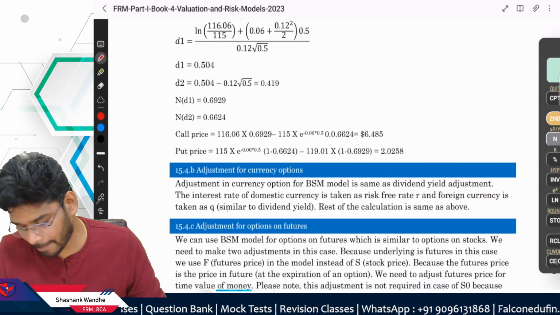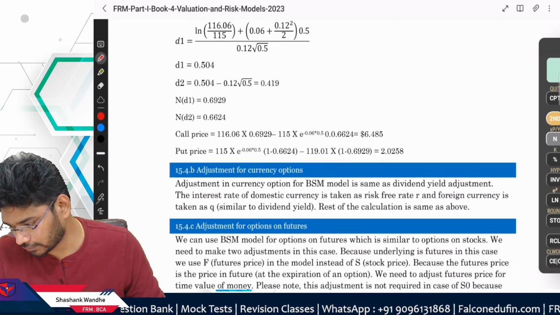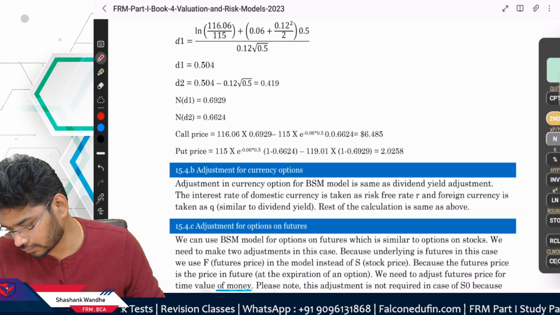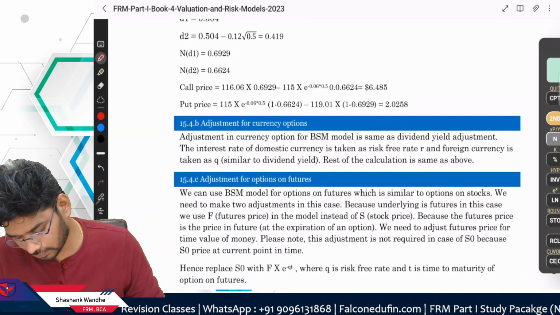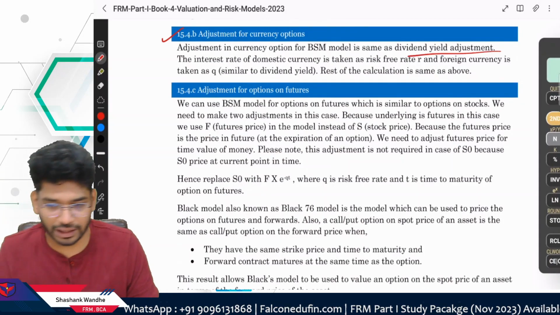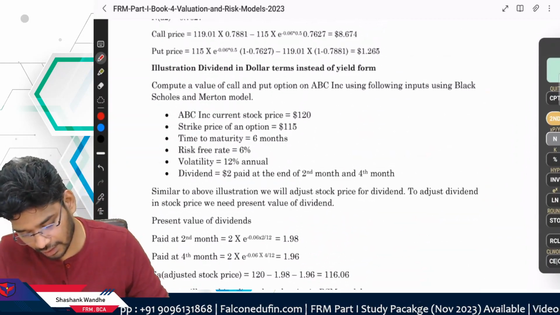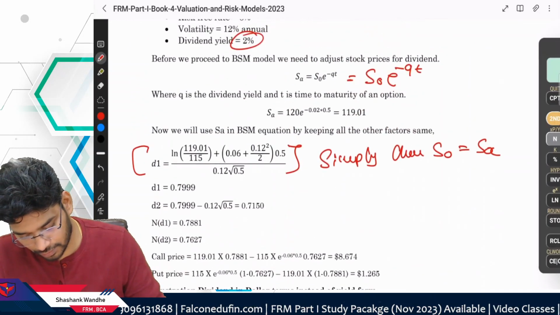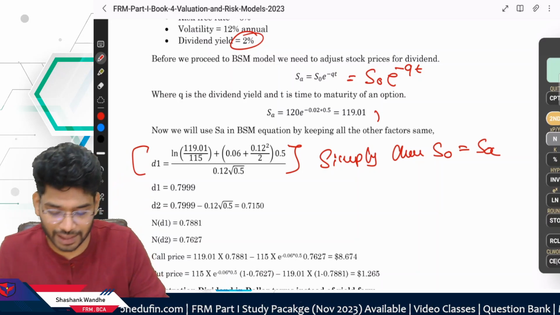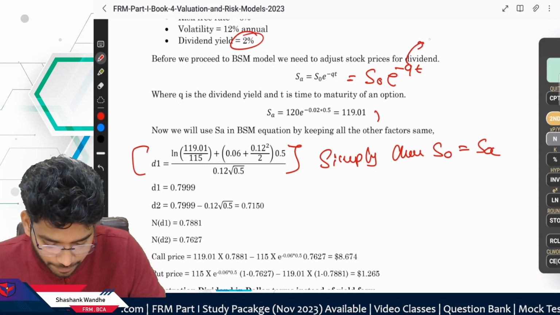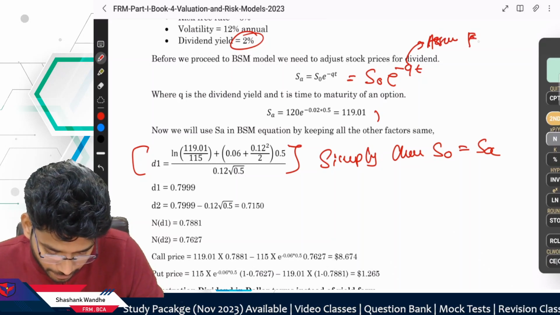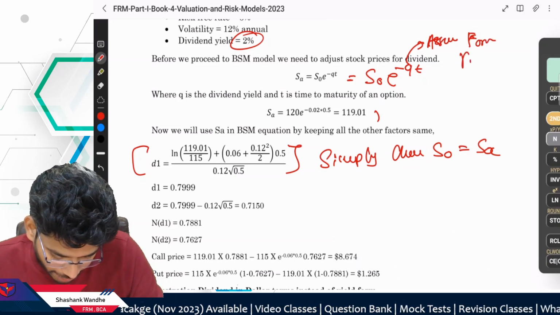Fine. Then the adjustment for the currency option is the same as for the dividend yield. You will do the same thing here. Whatever the foreign currency's rate is, instead of Q, assume the foreign currency's rate, RF. That's it.